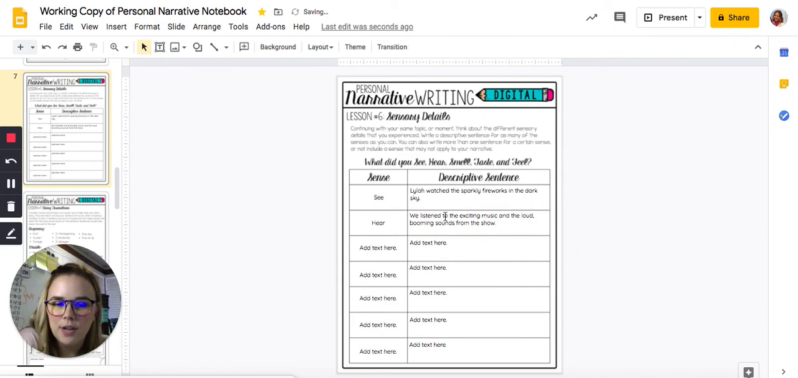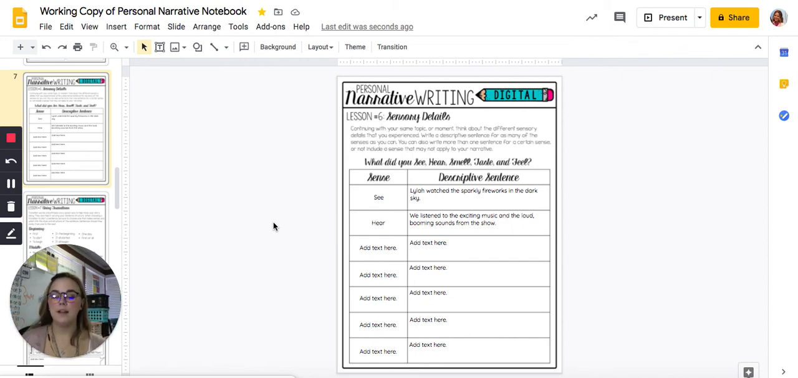So I want you to try to write at least 4 sentences. Try to fill up this whole page if you can, but if you can only get to 4, that's totally okay. I want you to write a sentence about something that you see, hear, smell, taste, and feel. But like I said, if there's nothing that you tasted or smelled, you can write more than one for other senses. You can fill up just the 4, or you can fill up the entire page, whatever works best for you.